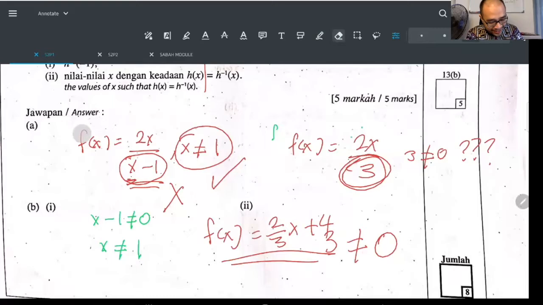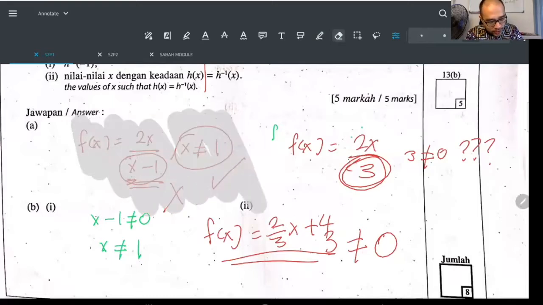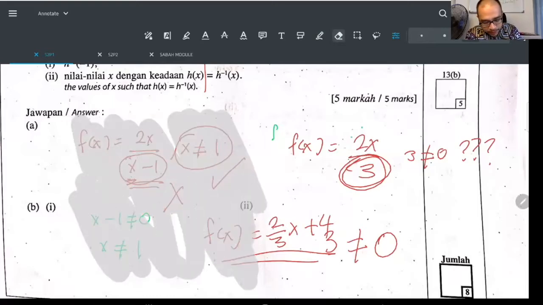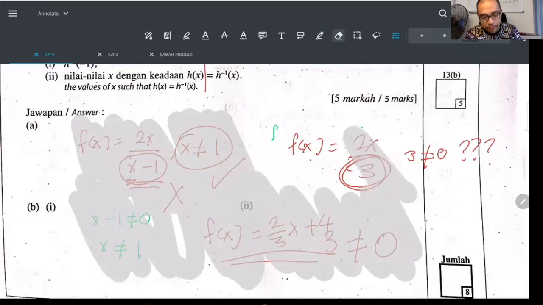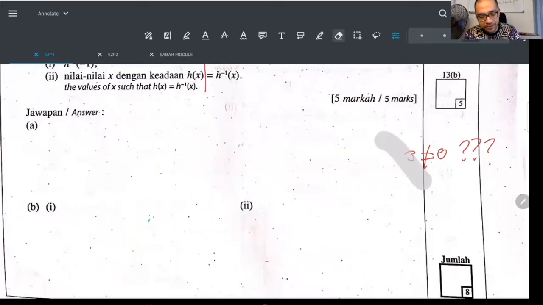Oh dear. It's already 10:25, and I'm still on this question. Okay, let me continue. I promise to finish paper 1 by today. Okay, fine, I'm rambling, true.